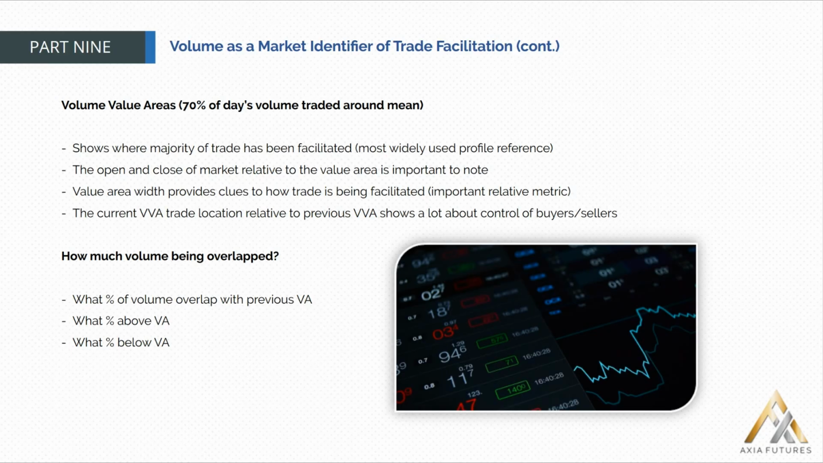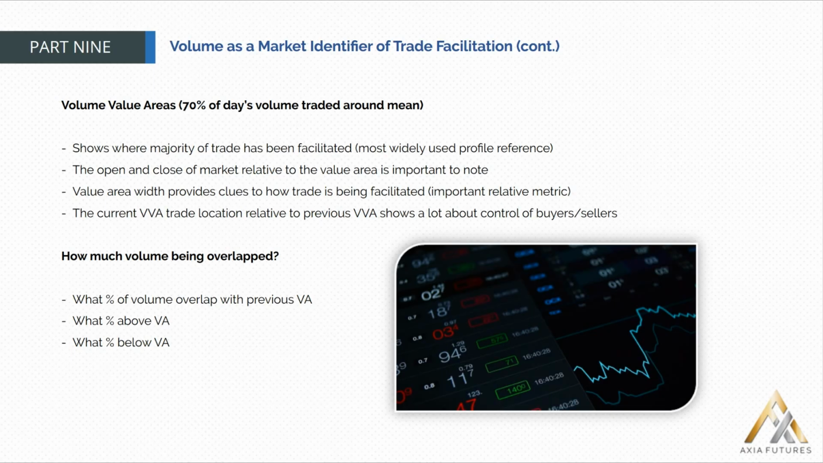Then, the value area width provides clues to how trade is being facilitated. So again, it's important to have this as a metric. Remember, it's all about the relative metric. So for instance, let's say currently over a period of 10 days, the value area's range is roughly 10 ticks. All of a sudden on day 11, we see a value area that does 25 ticks, so more than 2.5 times the current average. This tells us something about the market. This tells us something quite exciting about the market. It tells us the potential for a pickup in volatility.